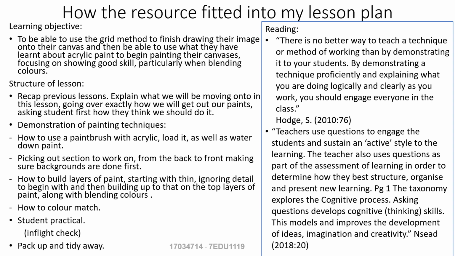In this part of the lesson, I showed them how to use a paintbrush with acrylic, load it, as well as water down paint. I showed them about picking out a section of work to work on, working from the back to the front of the canvas, making sure backgrounds are done first. How to build layers of paint, starting with thin, ignoring details to begin with, and then building up on top of that layer, and then going over how to blend colours. I also reminded them of colour mixing that they should know the basics of from their Year 7 projects with the colour wheel and other projects they have done over the years as well.